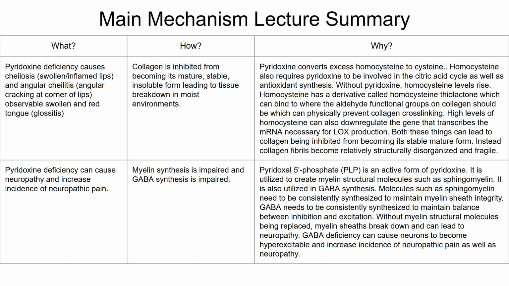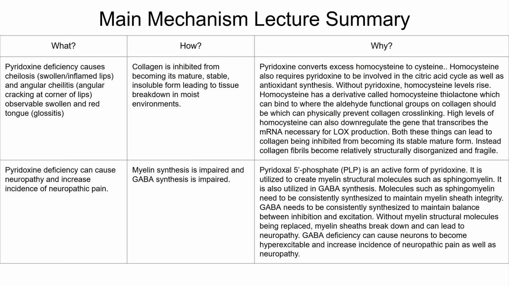Pyridoxine deficiency can also cause neurological symptoms. This is because what is often considered its active form, PLP, is utilized to create some myelin structural molecules such as sphingomyelin. It's also required for GABA synthesis, an inhibitory neurotransmitter.